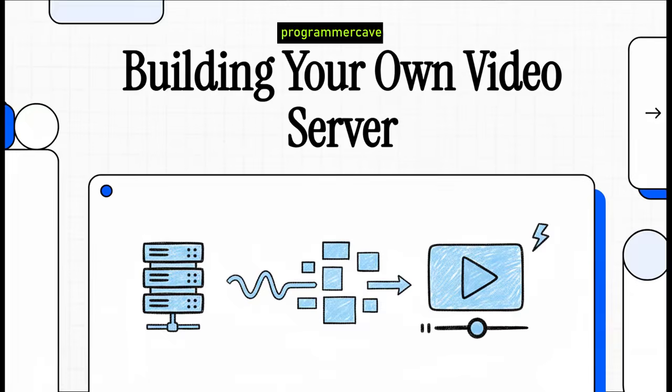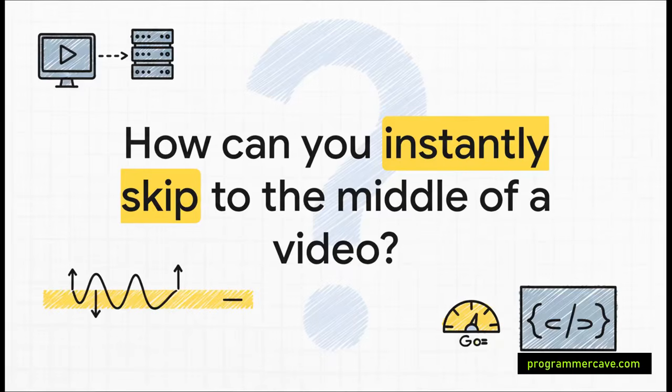Let's do this. So think about this for a second. You're watching a long YouTube video, or maybe a movie, and you want to jump way ahead. You grab that little dot on the seek bar, drag it to the 45-minute mark, and poof, it just starts playing. But how? You haven't downloaded the first 44 minutes of the video, right? It feels like magic, but I promise you, it's not. It's just some really, really clever engineering.